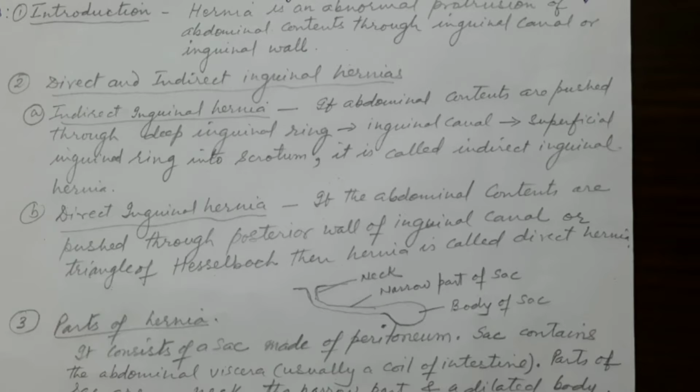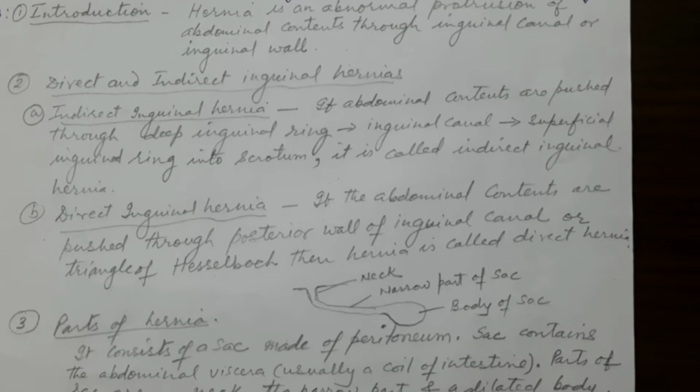Now this kind of hernia, which protrudes directly by pushing the posterior wall of the inguinal canal, comes out through an area which is bounded by a triangle called the Hesselbach triangle.